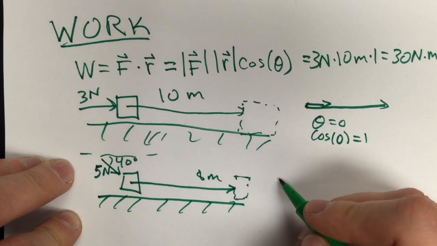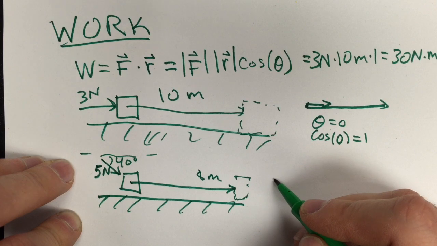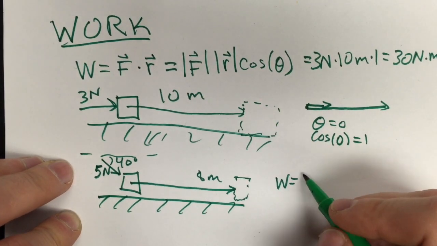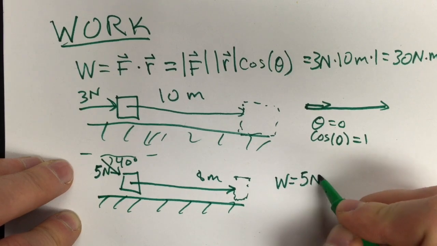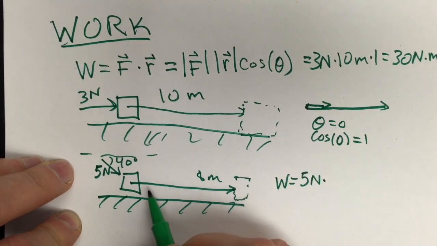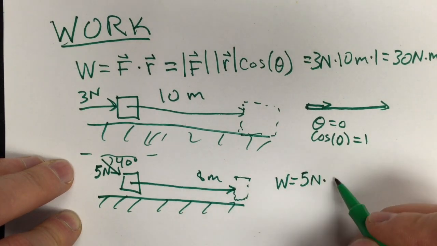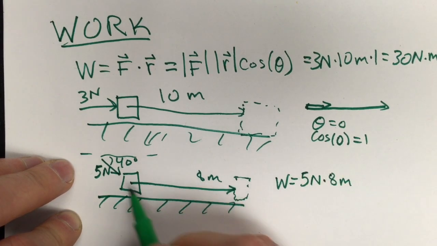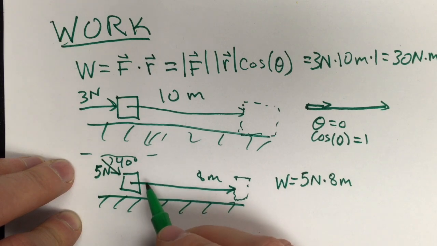That means that the magnitude of your force, so work is equal to, again, magnitude of the force, which is equal to 5 newtons, times how far you went, 8 meters, and then now times the angle between them. So what's the angle between them?